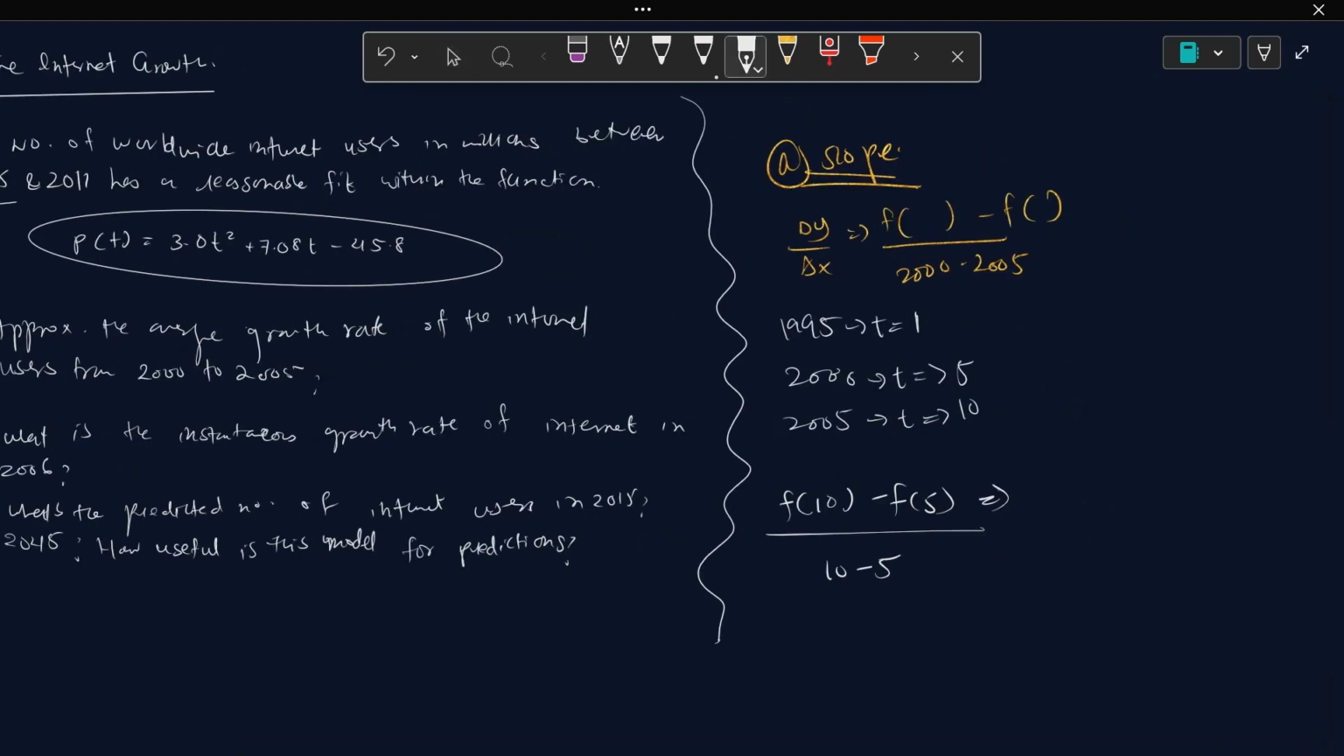If you plug this into the formula you see here, the values you get are 962 minus 382 million, of course.